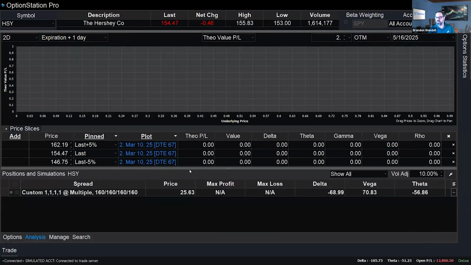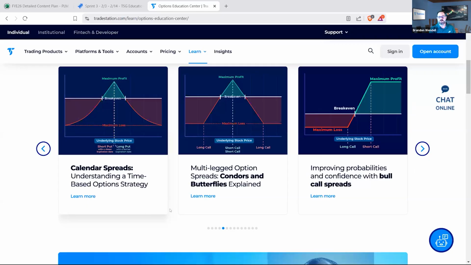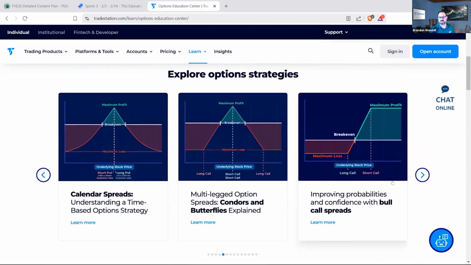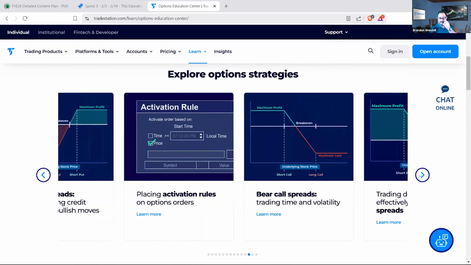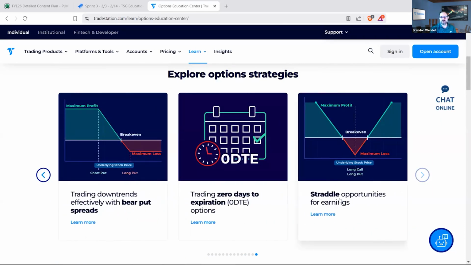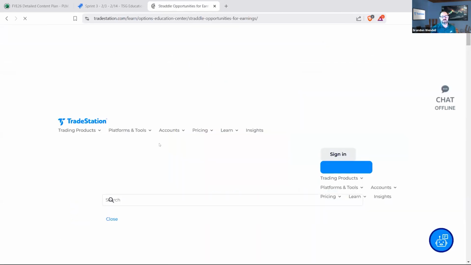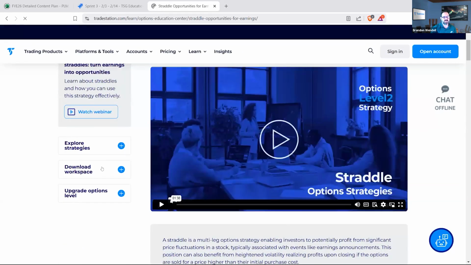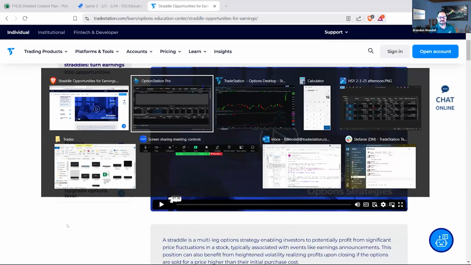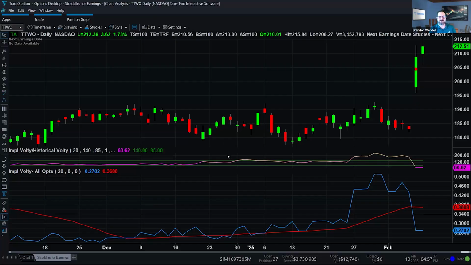Can you delete the analysis? The workspace? Absolutely. I don't have to send it. You can download it right now. The workspace I'm using is right here on the Options Education Center. All the workspaces are there that I'm using. You just go to right there, Strauss Opportunities for Earnings. It's for this one on the right when you go to that page. And when you click on it, you'll see right there, download workspace. Yep. So I helped build a lot of these workspaces. Jesus perfects them, so I just help out a little bit there.